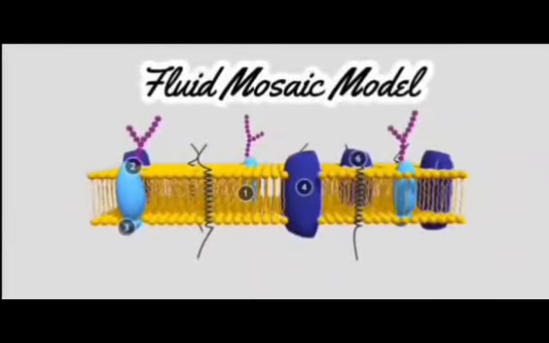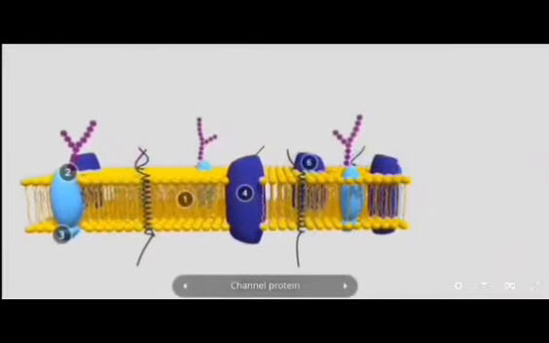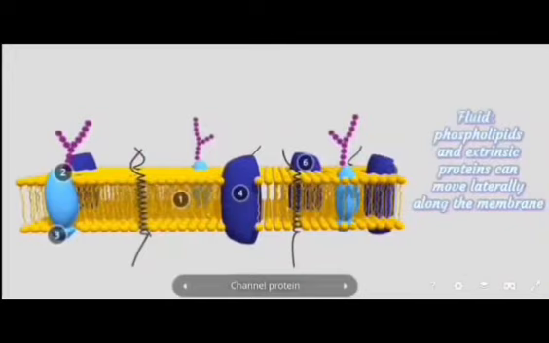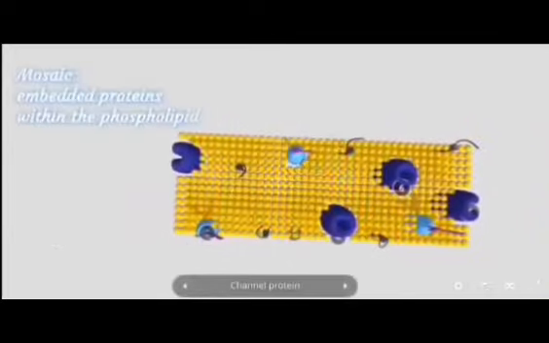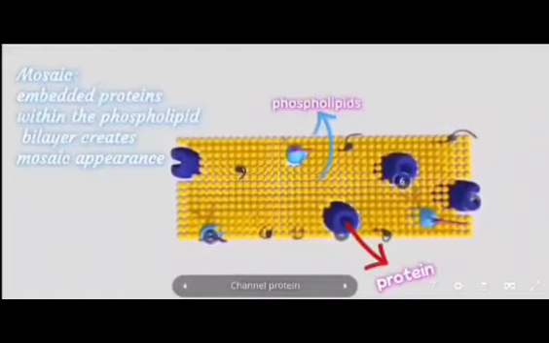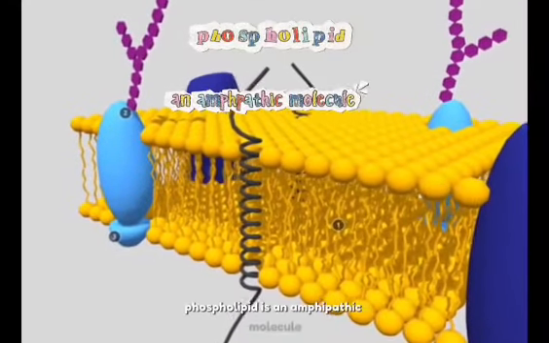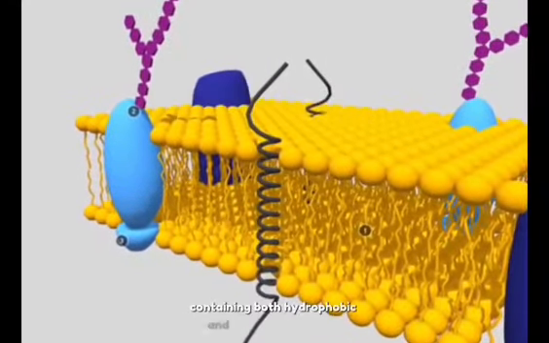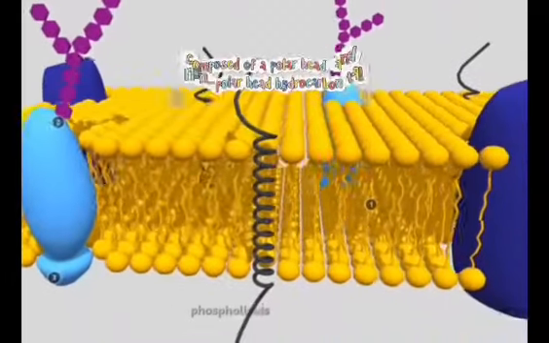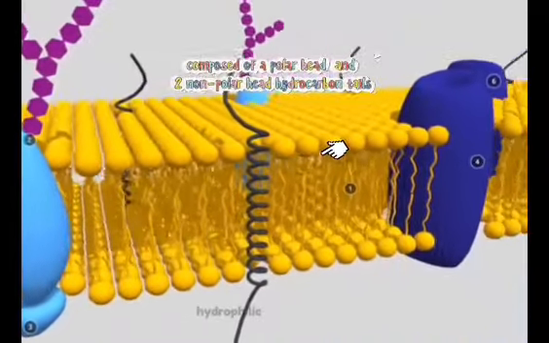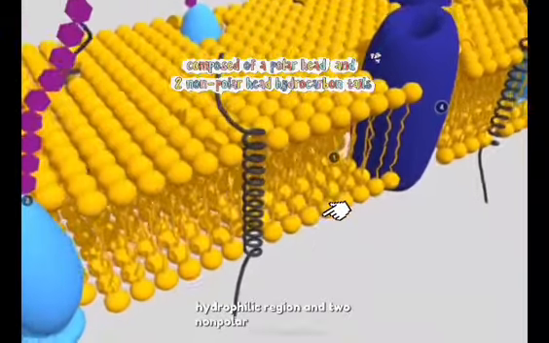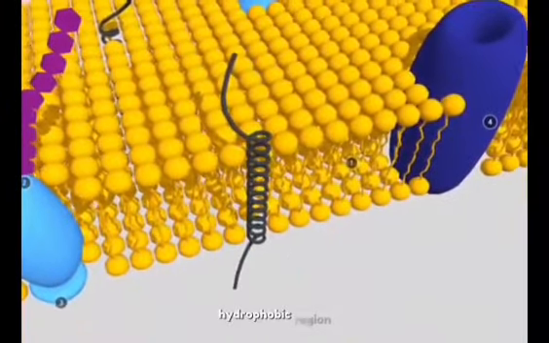The plasma membrane is a fluid mosaic model. Fluid means that phospholipids and extrinsic proteins can move laterally along the membrane, while mosaic means that embedded proteins within the phospholipid bilayer create a mosaic appearance. A phospholipid is an amphipathic molecule containing both hydrophobic and hydrophilic regions. Phospholipids are composed of a polar head, the hydrophilic region, and nonpolar hydrocarbon tails, the hydrophobic region.